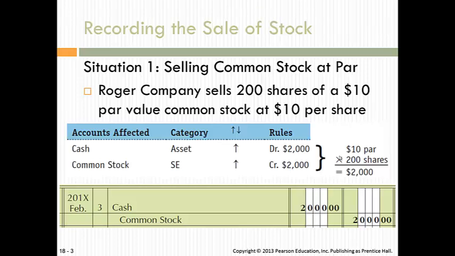By issuing the stock, owner's equity is increased. Remember that common stock is a general ledger account in the equity section of the balance sheet. An increase in equity is done with a credit, and we credit the number of shares issued multiplied by the par value of the stock. In this case, the par value is $10, so we credit $2,000.